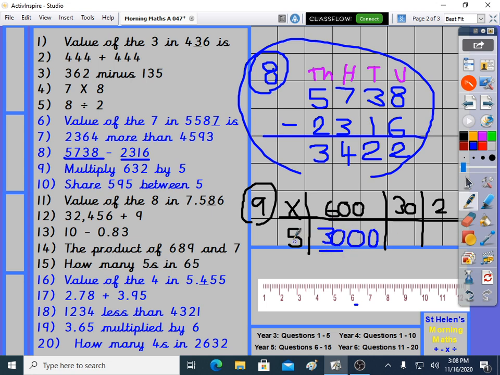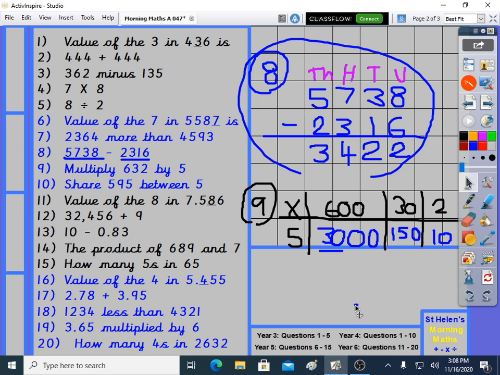So we get 3,000. 5 times 3 in the next box is 15, and 1 0 to place. 5 times 2 is 10. We get 3,150 and 10. That's going to add up to 3,160. I'll do the adding up anyway, just to prove it.